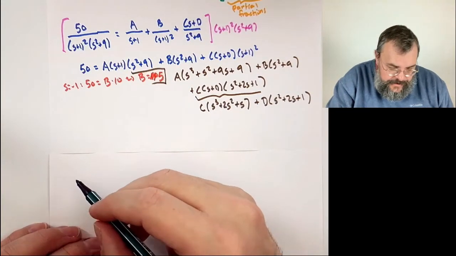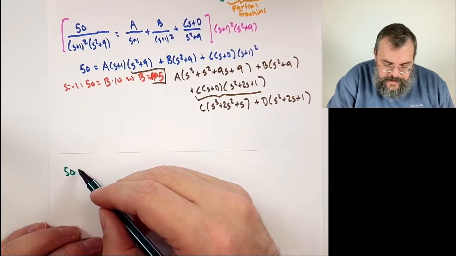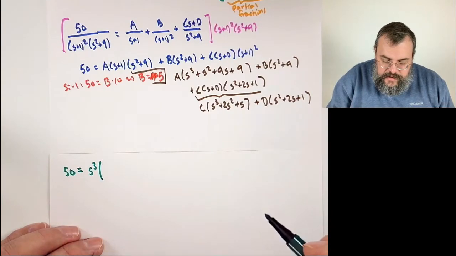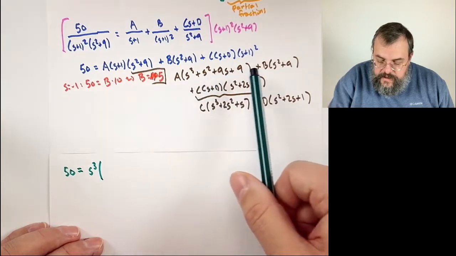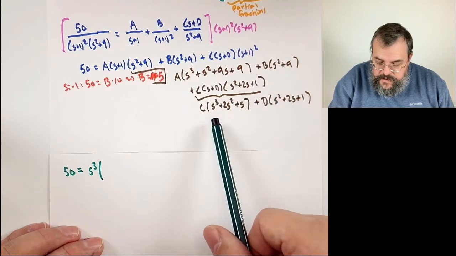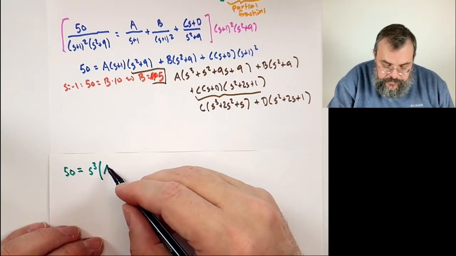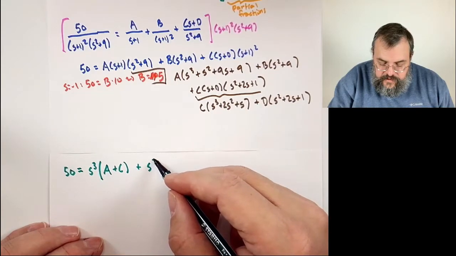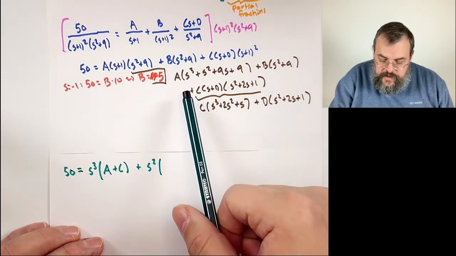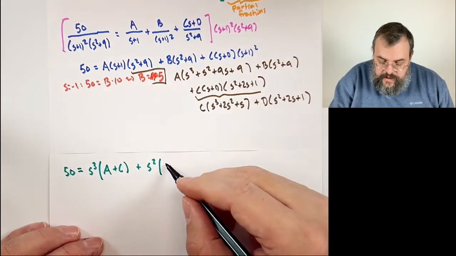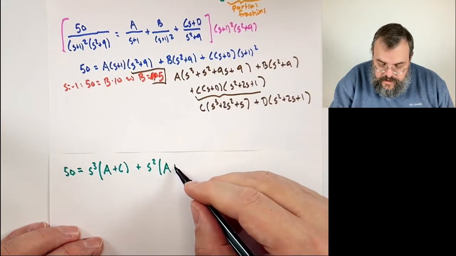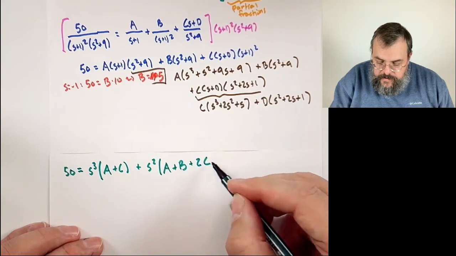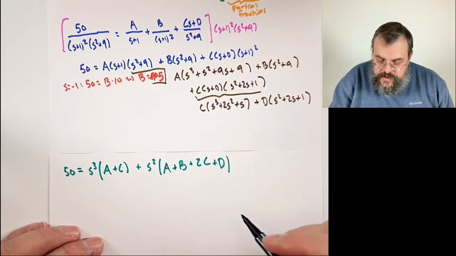So here we go. Okay, so 50 is equal to, and now we're going to group coefficients. So s cubed, and where do we see s cubes? There's an a, nothing. There's a c, nothing. So a plus c. Then we have a s squared, and where do we see s squared? So we see an a, and then we see a b, and there's a 2c, and there's a d. Oh, there's lots of s squareds.